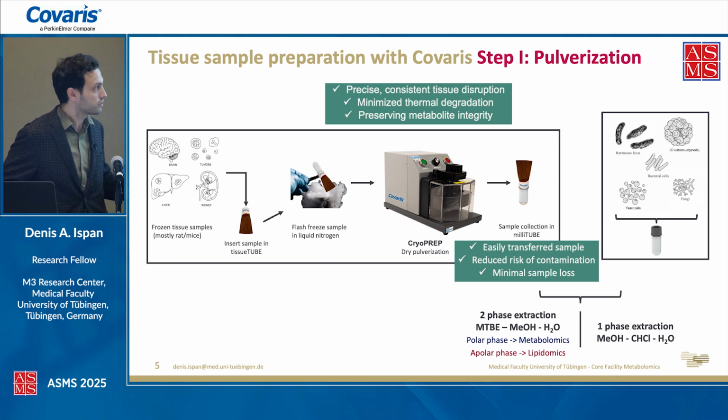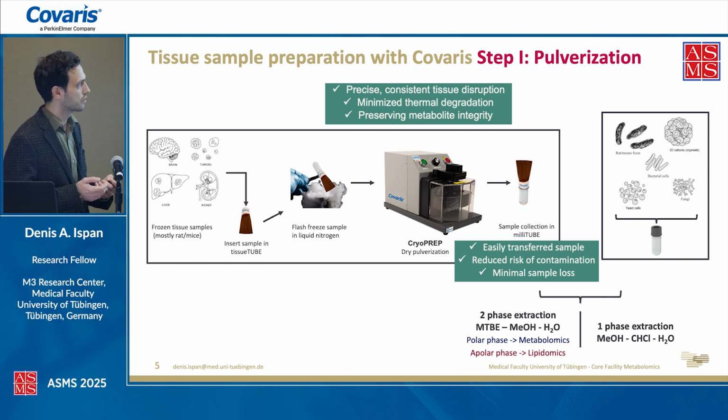Thanks to the screw-on connection between the tissue tube and the millitube, you can transfer the sample nicely, avoiding losing the sample or contaminating it. On the other hand, for cells or organoids, as I was saying, we skip the CryoPREP and put them directly into the millitubes.